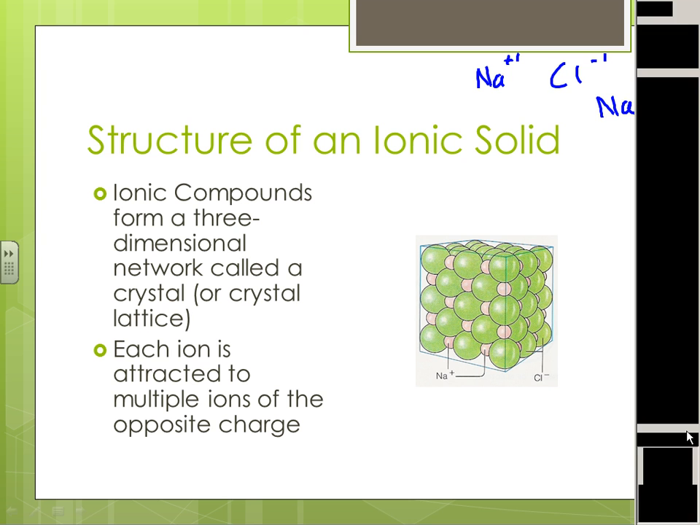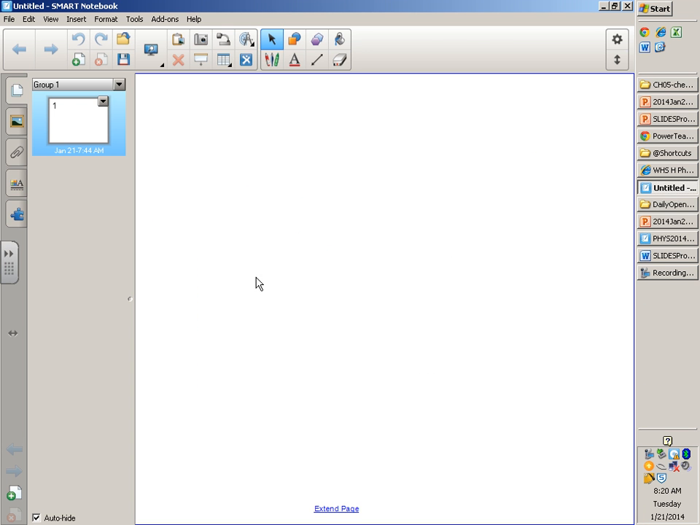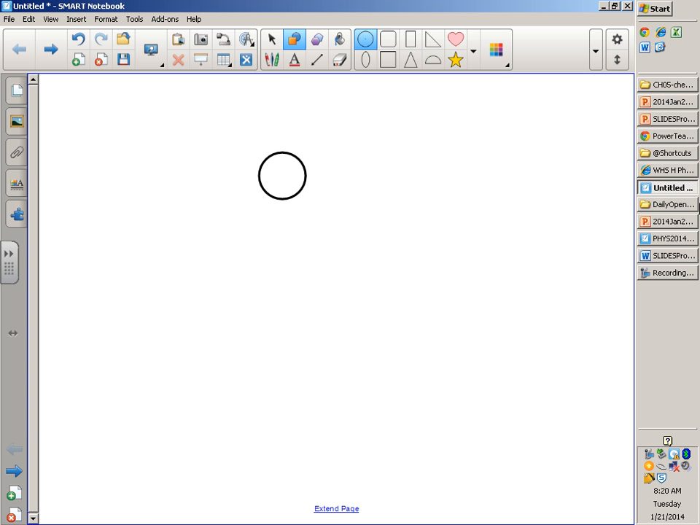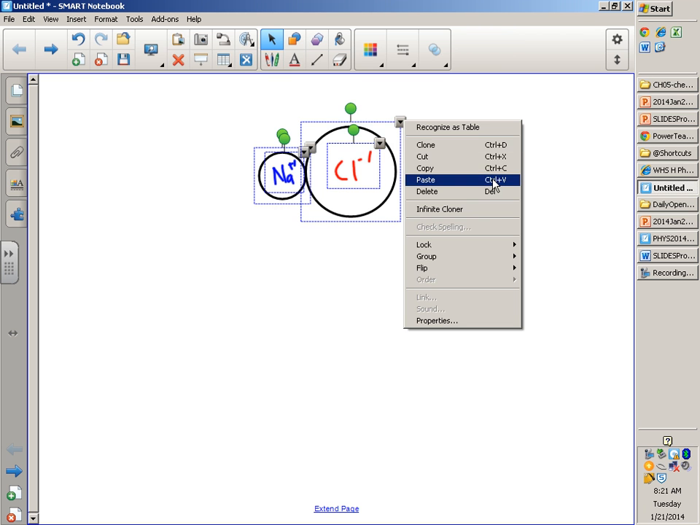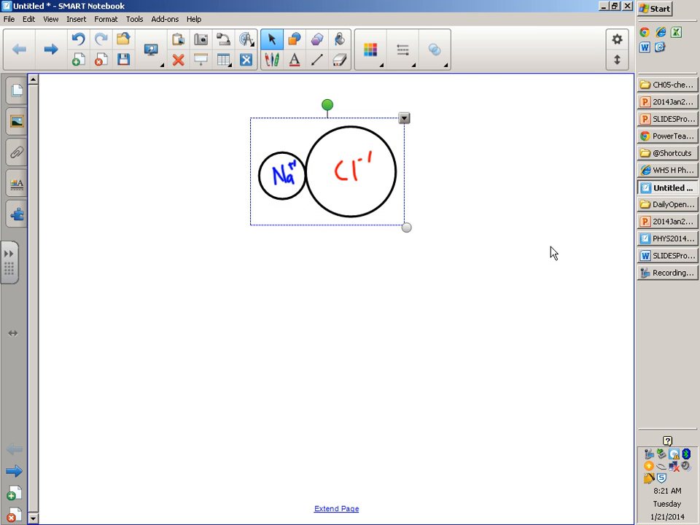So here's what happens. Here is sodium, and it's +1 charge. And then here is chlorine, and it's -1 charge. And those two would be attracted to each other. So I'm going to make them a group because they're attracted to one another.